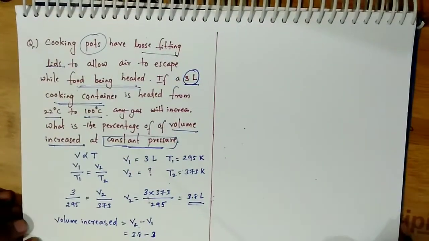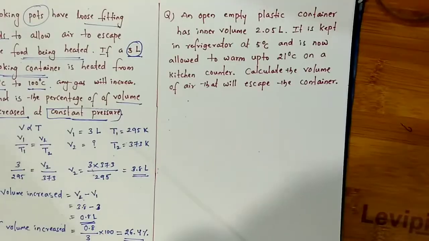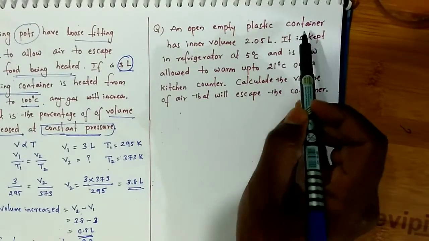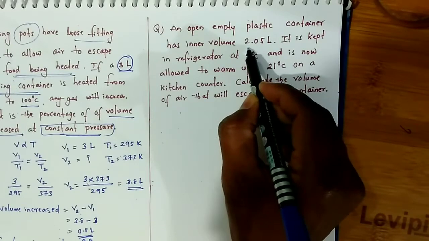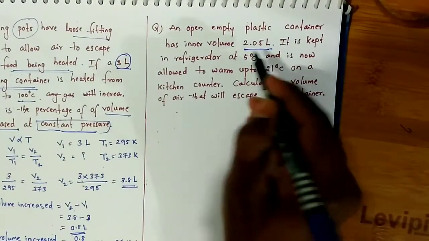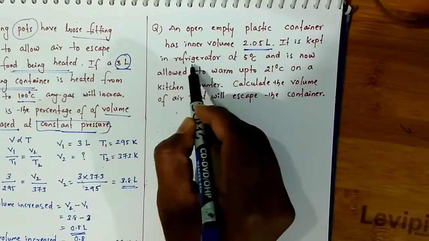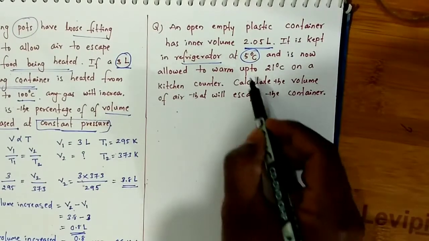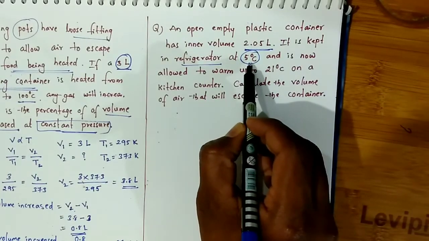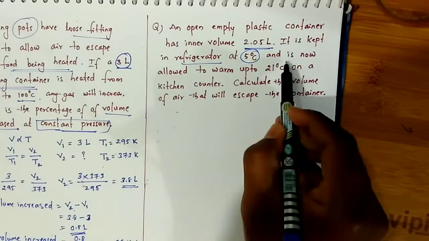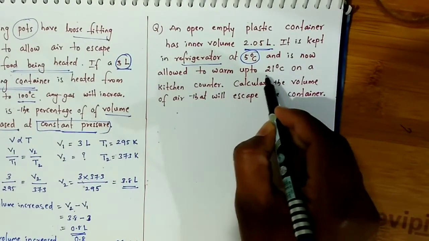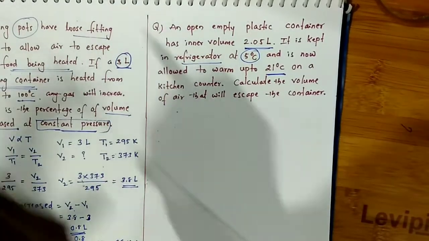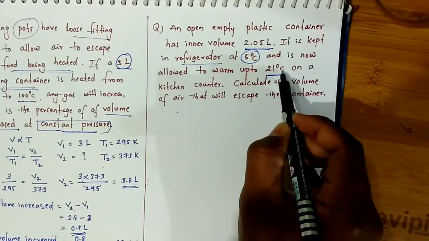Now, let us see one more problem on Charles law. See here, an open empty plastic container, its volume 2.05 liters. It is kept in a refrigerator at 5 degrees centigrade. That empty container is kept in the refrigerator, and the temperature maintained inside the refrigerator is 5 degrees centigrade. And it is now allowed to warm up to 21 degrees centigrade, meaning the box was taken out from the refrigerator and kept at room temperature, that is 21 degrees centigrade.